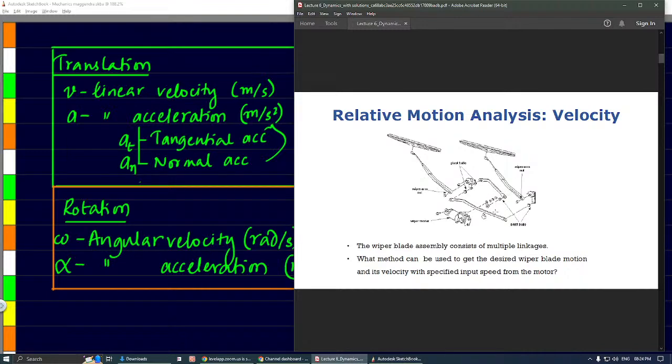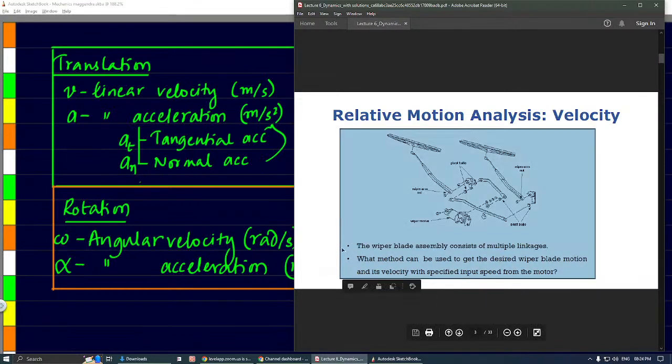So it is almost like a 4-bar mechanism. The wiper assembly consists of multiple linkages. What method can be used to get the desired wiper blade motion and its velocity with specific input speed of the motor? So these are the kinds of questions we ask in this subject, and we try to find the answers to these.